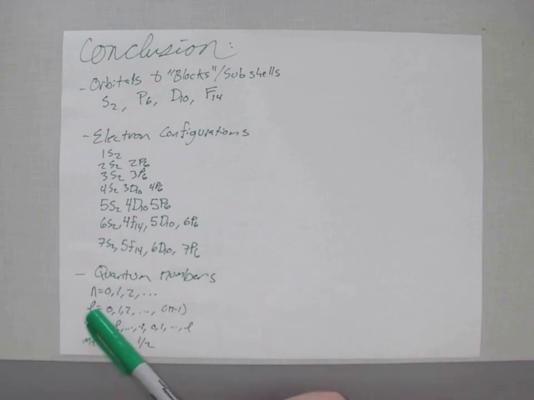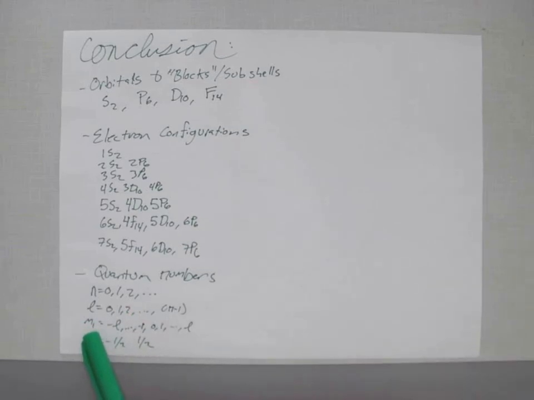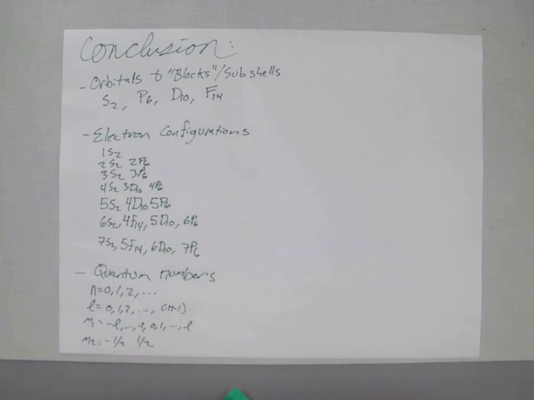Finally, we learned about quantum numbers. We learned about N, which is our energy level, which can go all the way up to 7. L, which has to do with our block or subshell. That can go 0, 1, 2, all the way up. M1, which essentially represents the orbital that we're in. And M2, which is our spin number that identifies the specific electron we are working with.